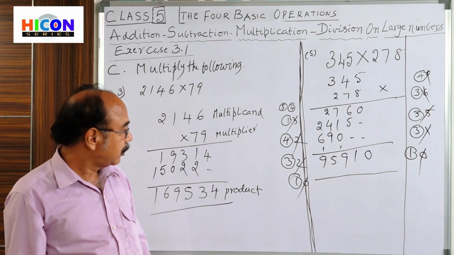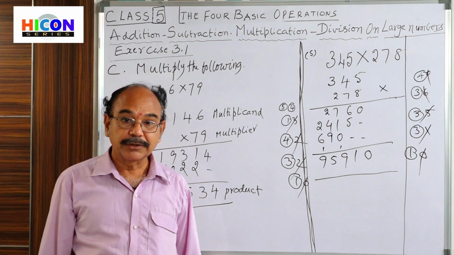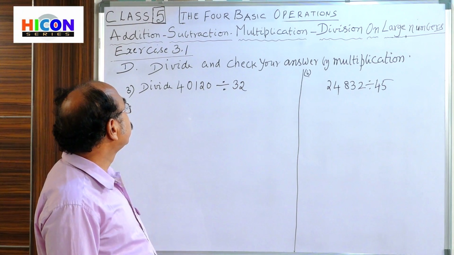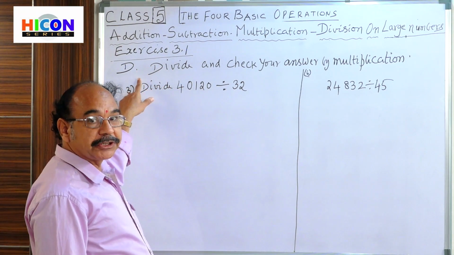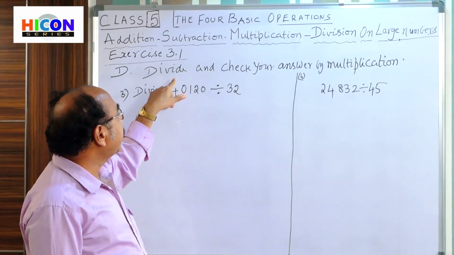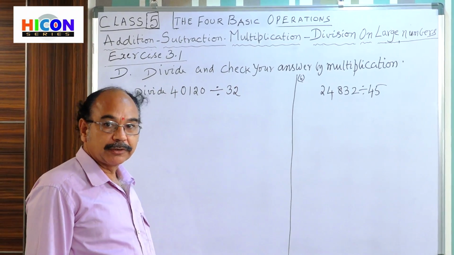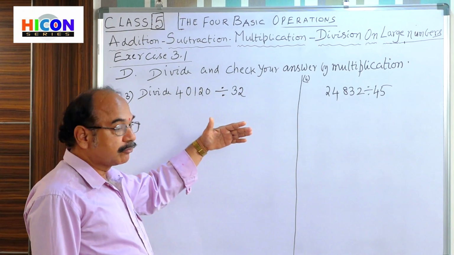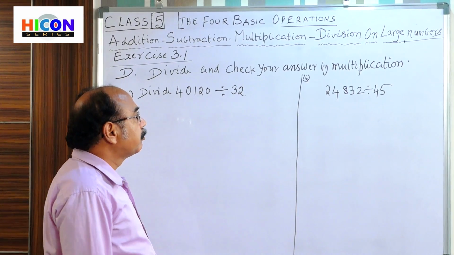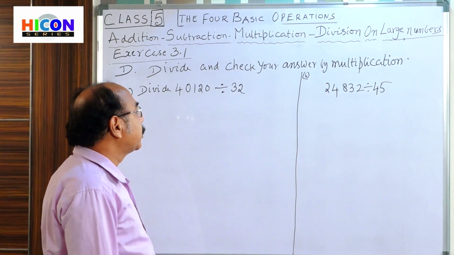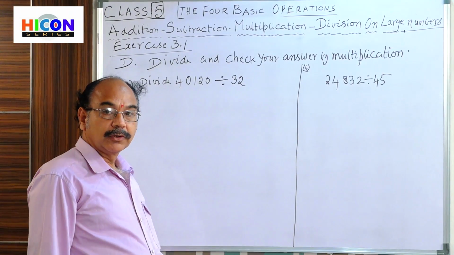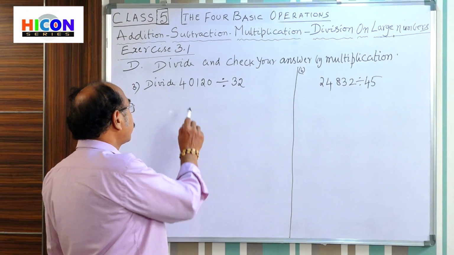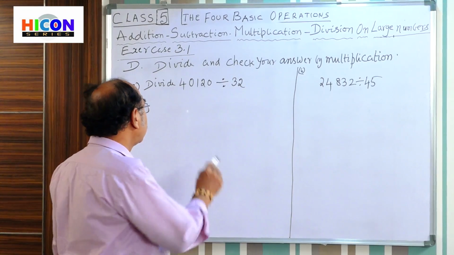Okay, children. Now we go to the next item, that is division. Now we are going to the division one. Under section D, divide and check your answer by multiplication. Show the division, and after the division, check your answer by multiplication. So, in this division, we have to show the division.